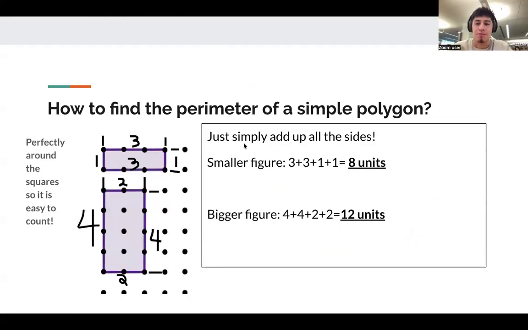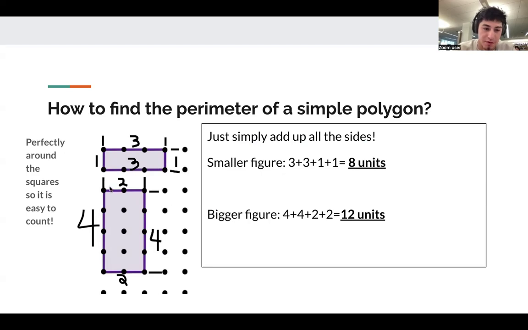Okay, and now to find the perimeter of polygons. First, we're going to start with the simple polygon. So as you can see here, we're using dot grids, and here are the shapes. So when they are perfectly around the squares, it is easier to count, just like counting units. So for example, in the smaller figure here, we have a 3 by 1. So as you can see, there's 3 units on top, 3 units on bottom, and we got 1 and 1. And like Juliana said, perimeter is just the distance around the polygon. So all we do is add them. We have 3 plus 3 plus 1 plus 1, which equals 8 units.